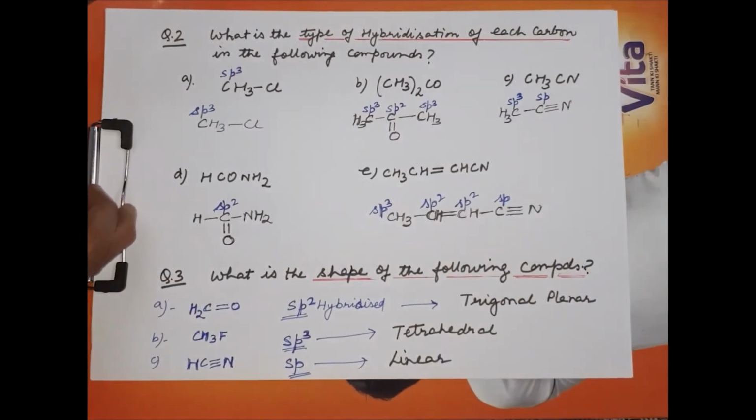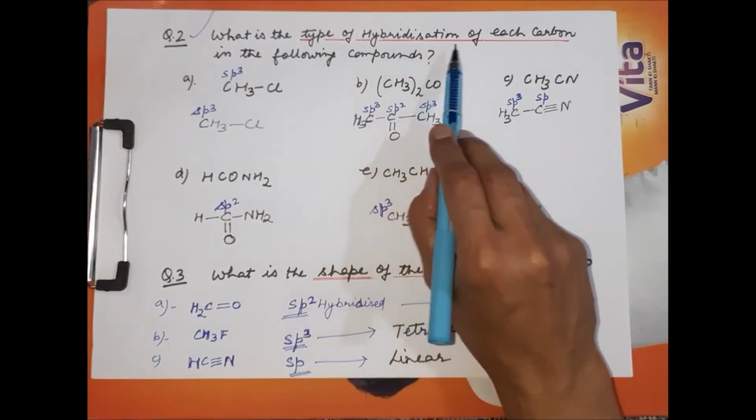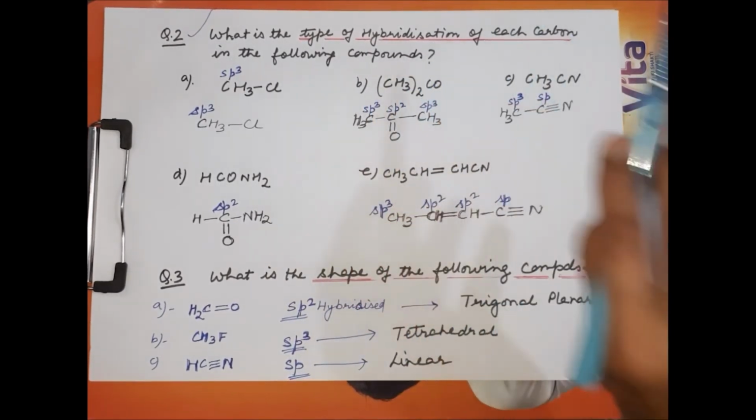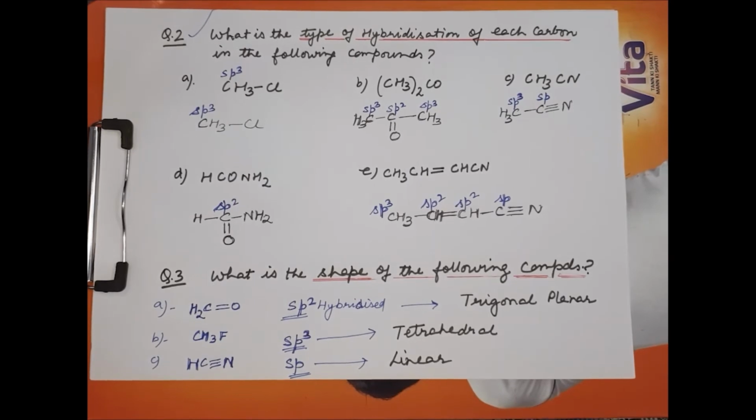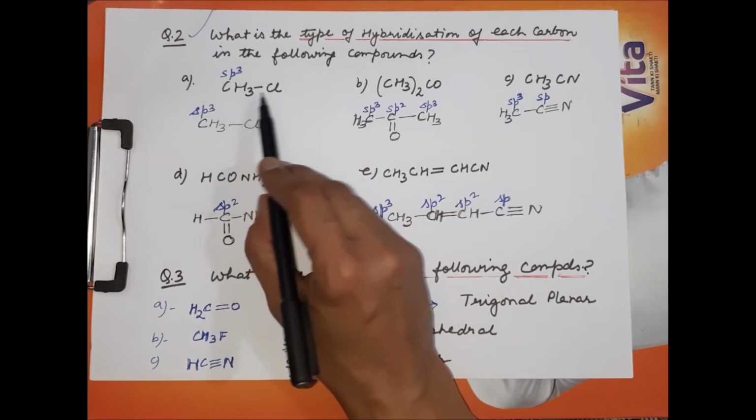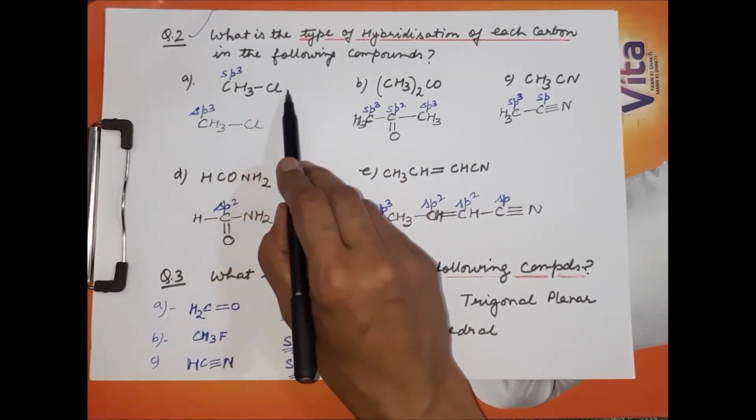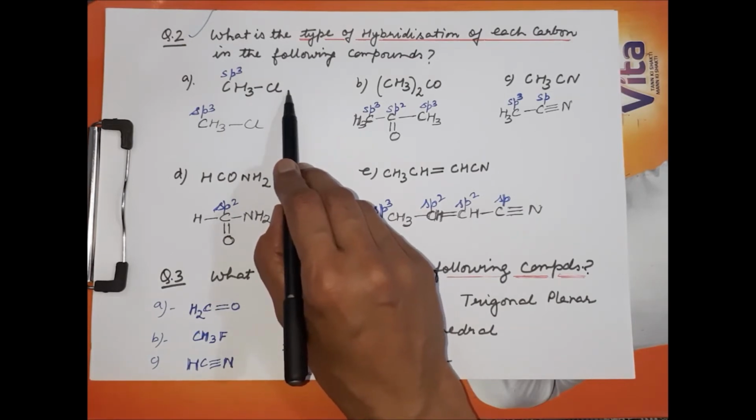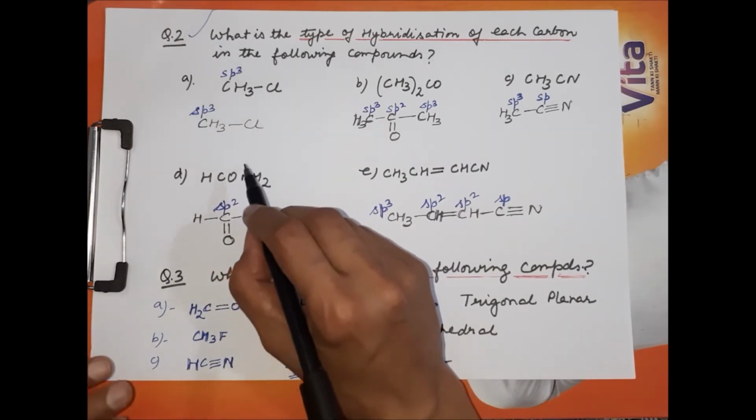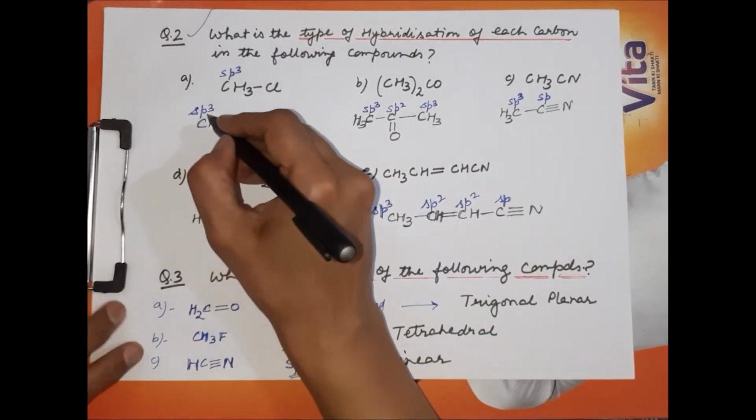So now we can come to the next question, which is, what is the type of hybridization of each carbon in the following compounds? So we can see here, this is CH3Cl. So we know very well here in this CH3Cl, all are single bonds. There is no double bond. So where all are single bonds, in that case carbon is sp3 hybridized. So we can write this.